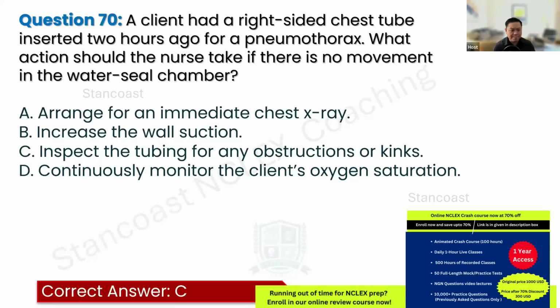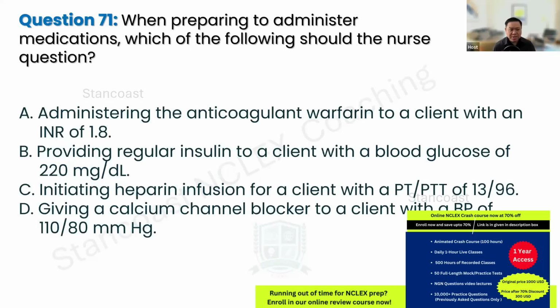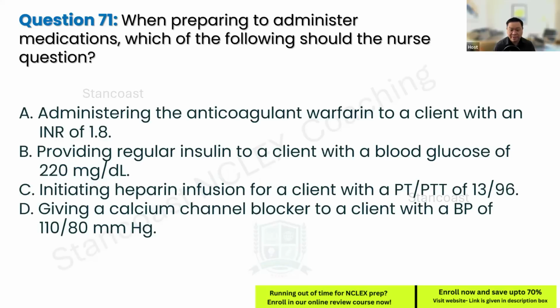Let's have number 71. When preparing to administer medications, which of the following should the nurse question? A. Administering the anticoagulant warfarin to a client with an INR of 1.8. B. Providing regular insulin to a client with a blood glucose of 220 milligrams per dL. C. Initiating heparin infusion for a client with a PT/PTT of 13/96. And D. Giving a calcium channel blocker to a client with a blood pressure of 110/80 mmHg. The correct answer here is letter C.